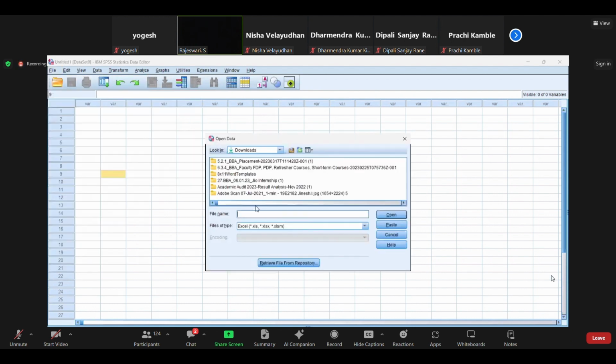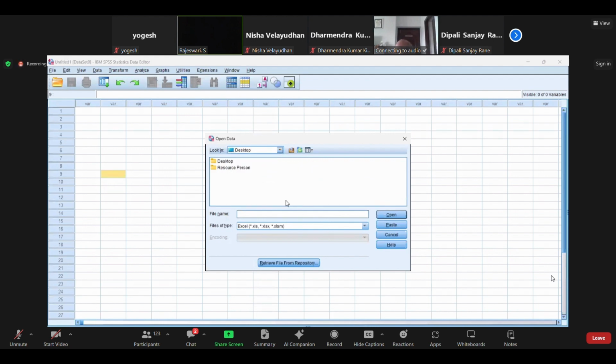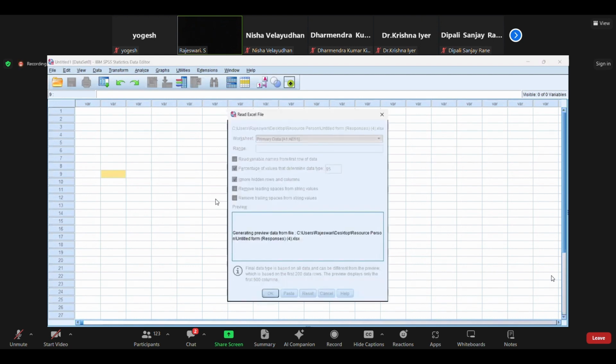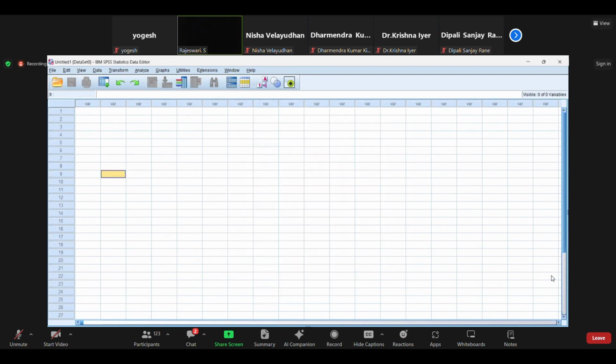Click on Excel. It will ask where I have to take the data from. Now I'm going to take it from the desktop. Here I have the Excel file. It will take a few minutes to import the data. I'll click okay.